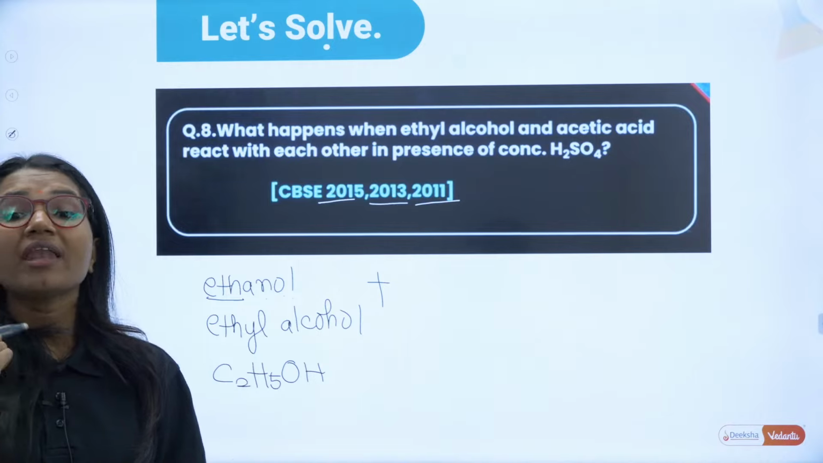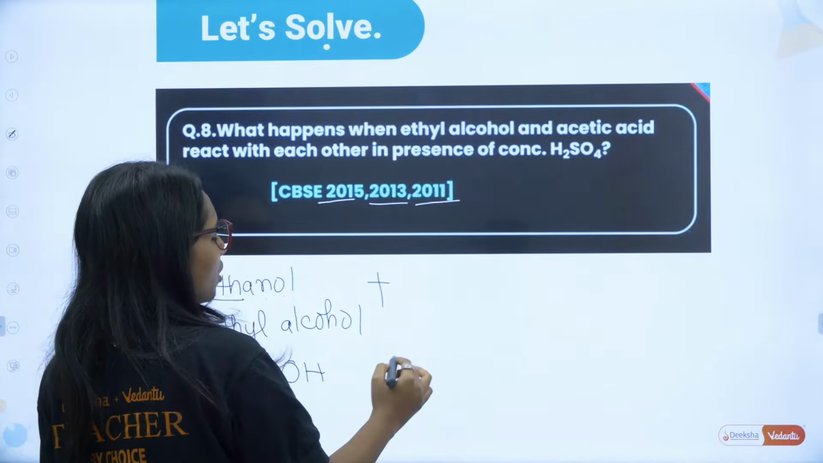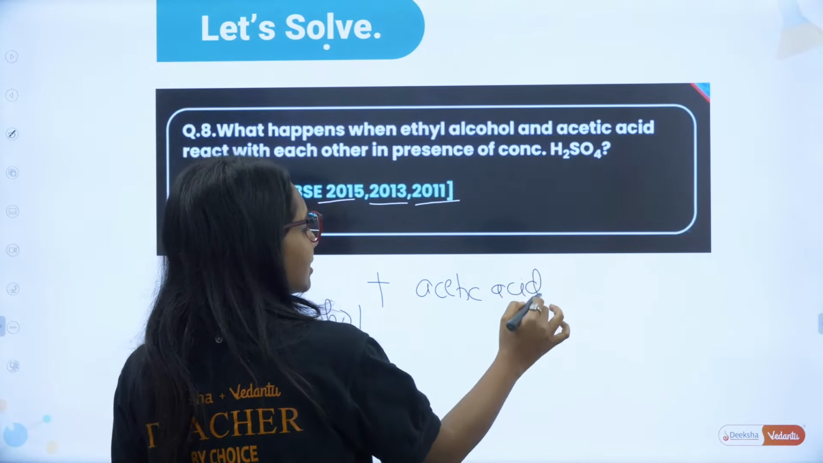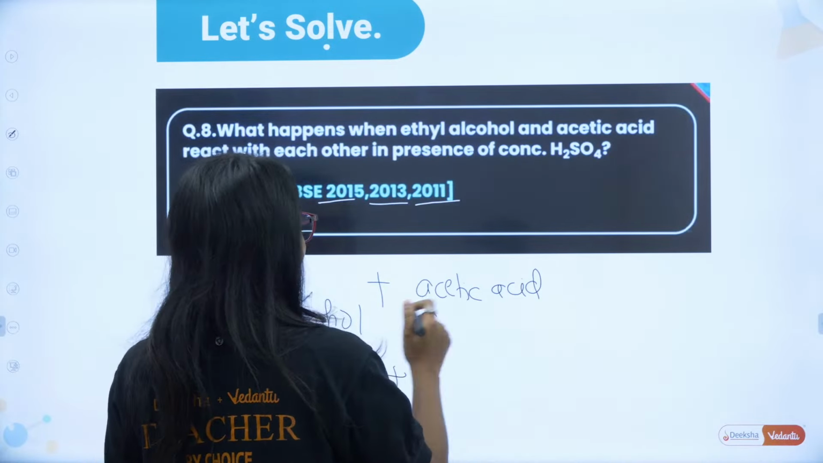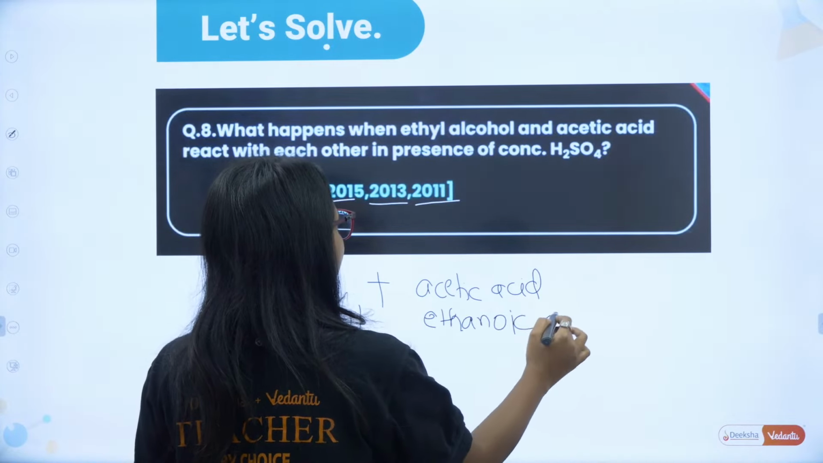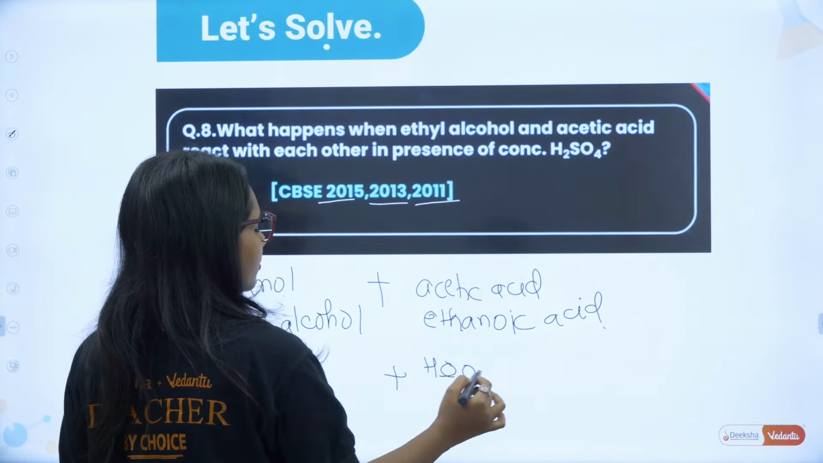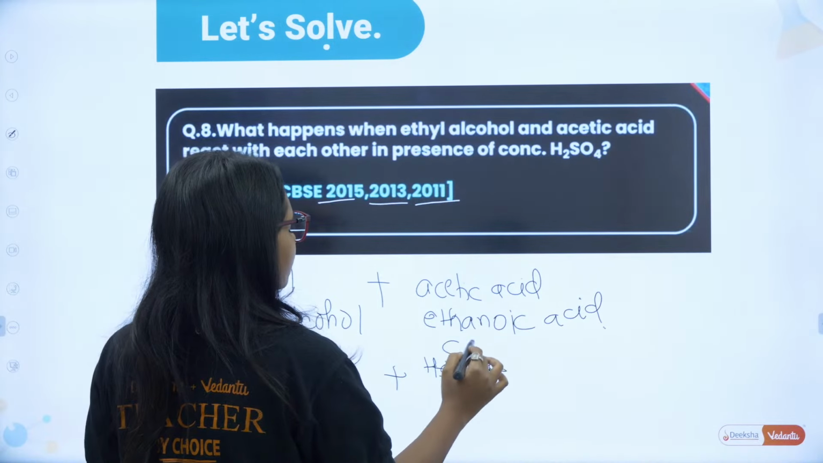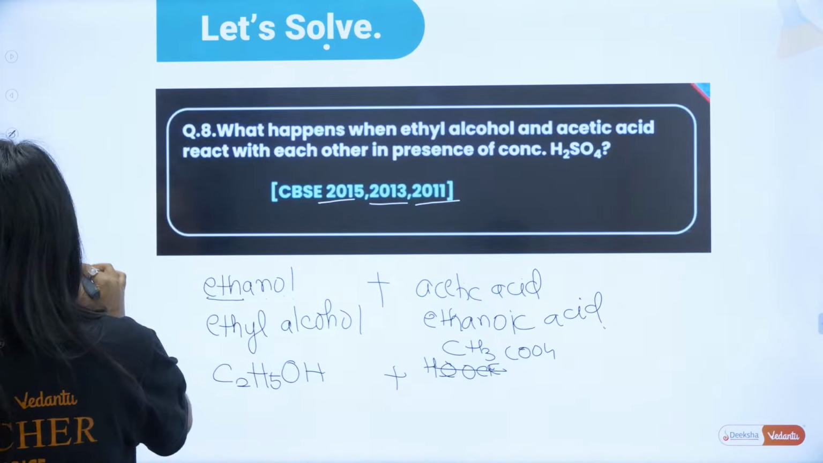Just now I have told you vinegar. The chemical name for vinegar is acetic acid. What is the formula for acetic acid? Acetic acid is the general name, and the normal IUPAC name for this is ethanoic acid. Correct? So it is very, very easy. Ethanoic acid is this. I am writing it this way: CH3COOH.